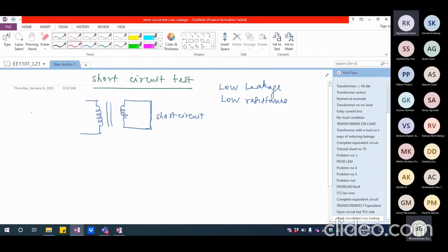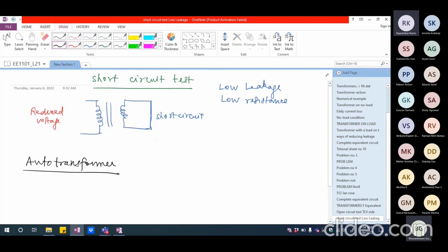So what you are going to do is apply a reduced voltage. To apply a reduced voltage, I can use a potential divider. That is one of the easiest things. But the potential divider will also have a huge amount of I square R losses. So that is why we use something called an auto transformer.